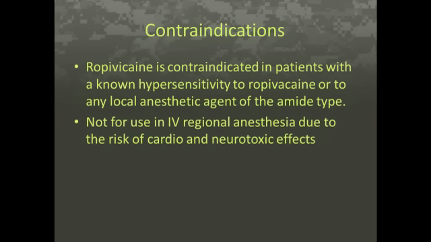Ropivacaine is contraindicated in patients with a known hypersensitivity to ropivacaine or to any local anesthetic agent of the amide type. Ropivacaine is contraindicated for IV regional anesthesia. However, new data suggests that ropivacaine 1.2 to 1.8 milligrams per kilogram can be used because it has less cardiovascular and central nervous system toxicity than racemic bupivacaine.